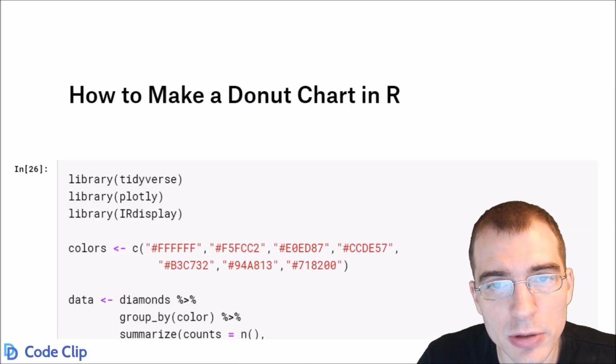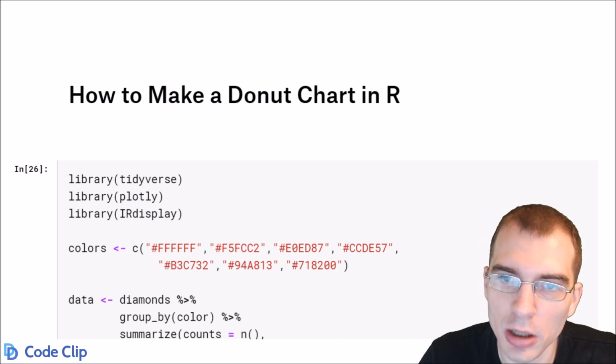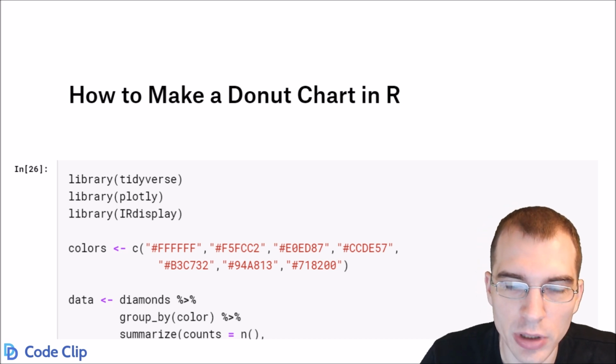In this video, we're going to learn how to make a donut chart in R using both ggplot2 and plotly. Now, a donut chart is essentially the same thing as a pie chart. It just has a hole cut out of the middle, so there's some white space there.